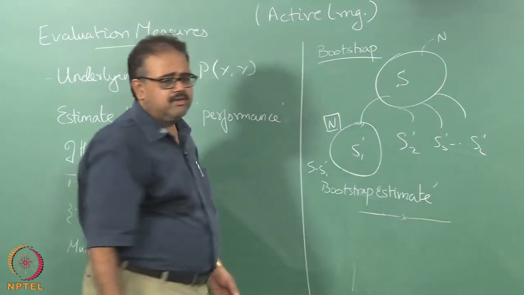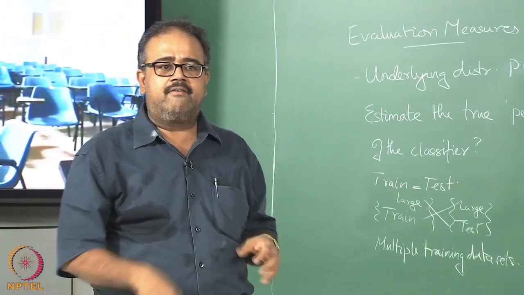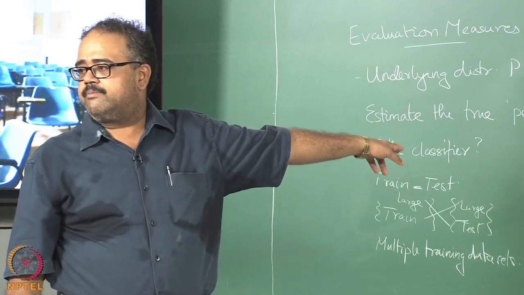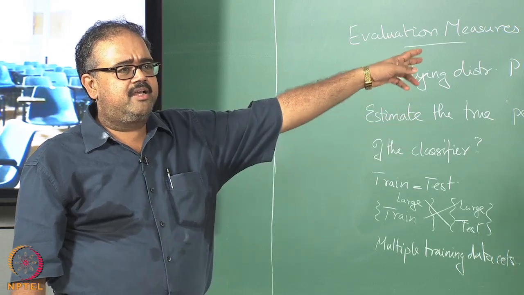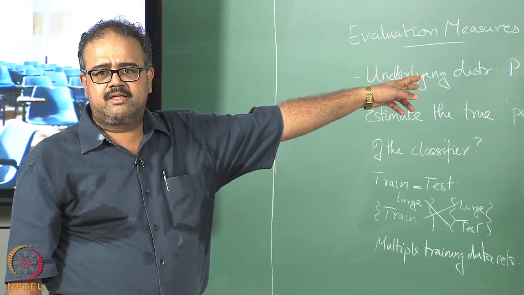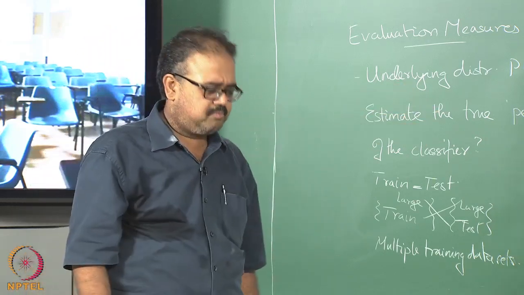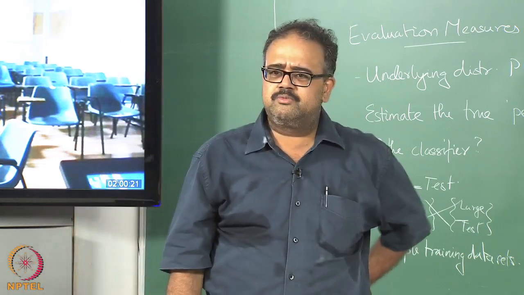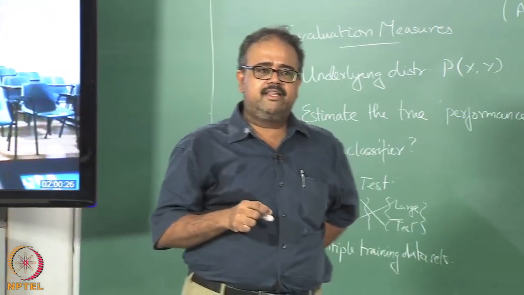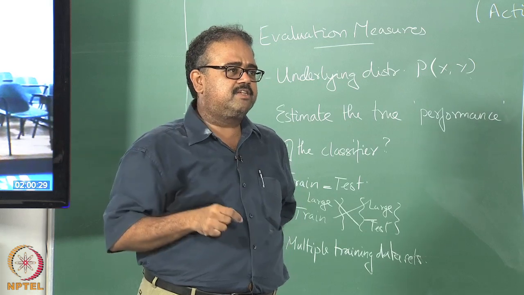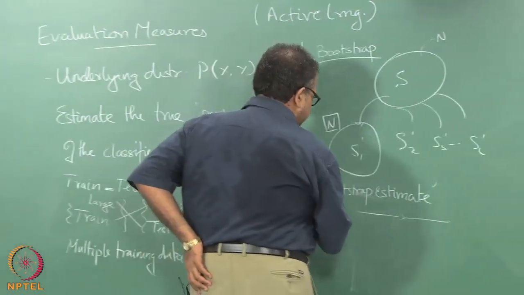So roughly 63% of the data, on an average, will be in S1 prime, and the remainder will be in the test data. This is sometimes called the 0.632 bootstrap, because sampling with replacement leaves a certain fraction of the data in the sample and leaves another fraction of the data in the test set. Sometimes that fraction also denotes what the bootstrap estimate is.